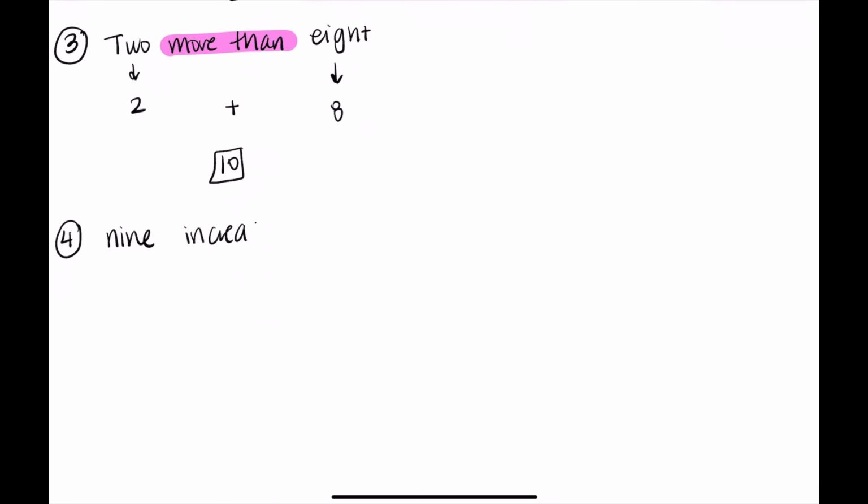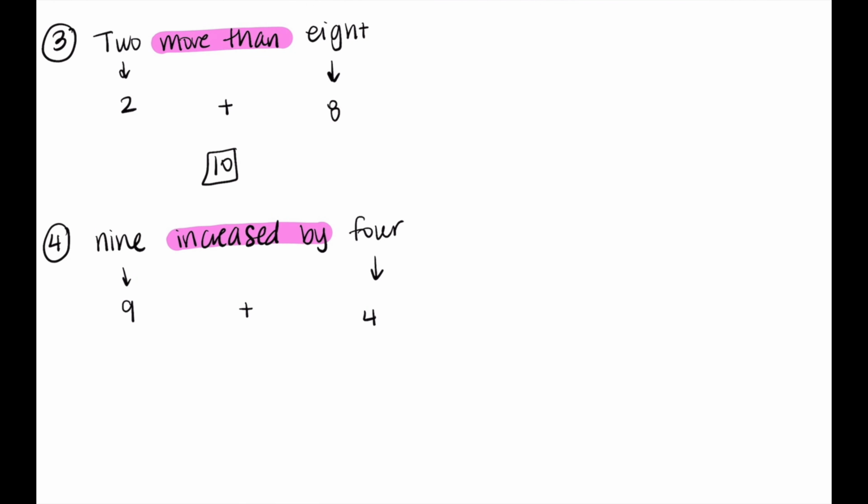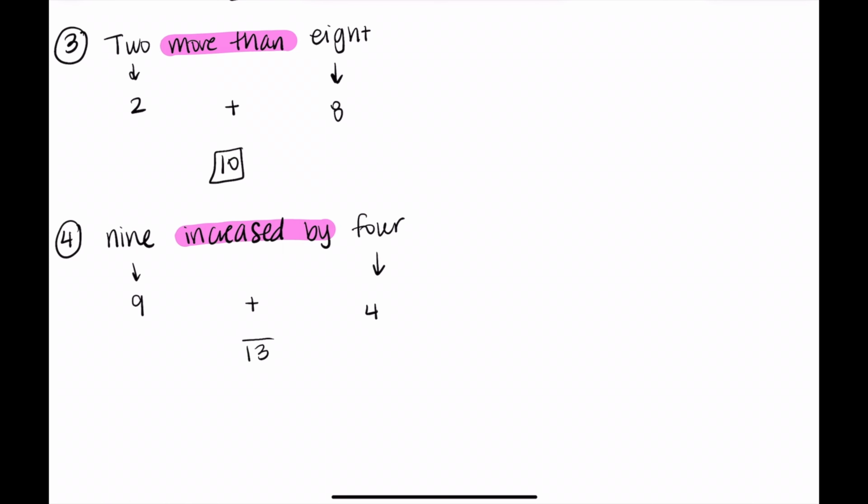For number 4, we have 9 increased by 4. The 9 would just stay 9. The 4 just stays 4. Increased by is our key word. Increased by means to add. And we know that 9 plus 4 gives us 13. So 13 would be our answer for number 4. Now we'll move on to our 5th practice problem for today.